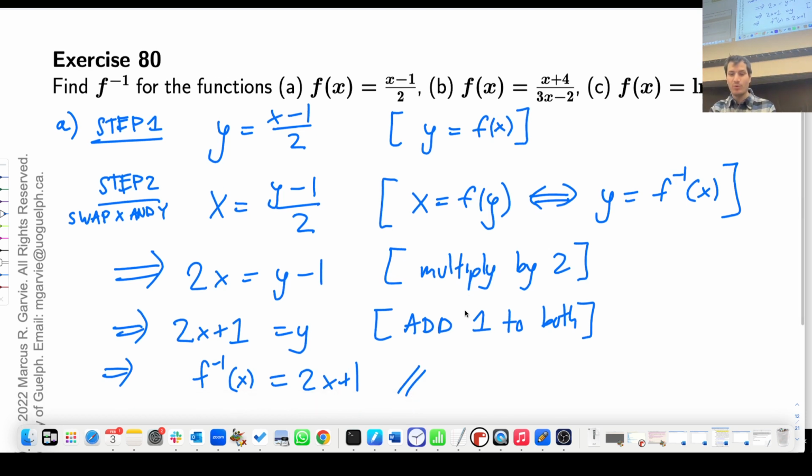And you can see what the steps were that we had to do to undo, right? To undo, this is step 3. Solving for y, we had to multiply by 2 and add 1. Those are exactly the 2 steps we had to do to undo the action of the function f. F was subtract 1 and then divide by 2. So to undo it, we multiply by 2 and then add 1.